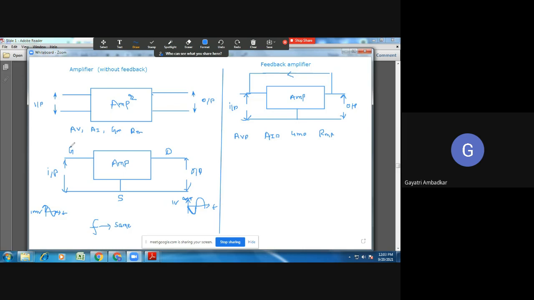So for a normal amplifier, I'll simply use AV, AI, GM and RM, for a voltage, current, transconductance or transresistance amplifier. I will explain these further. And if I am giving feedback to the amplifier, I'll write F in the suffix. So A is the gain without feedback, and AF is the gain with feedback. Remember these two: gain with feedback, gain without feedback.